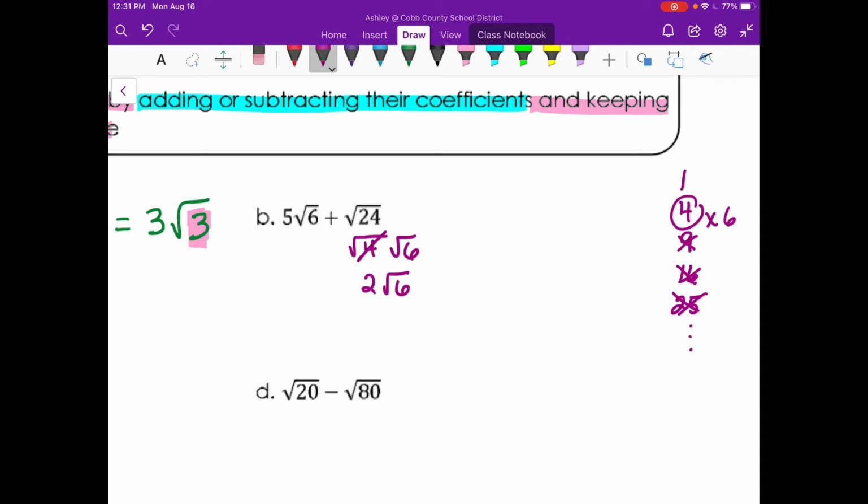Now, our other radical did not need to be simplified because 6 cannot be divided by any of these perfect squares. So we'll just bring down our 5 radical 6, and we're ready to add. Now we have like radicands. They're both a radical 6, so we can add the coefficients, 5 plus 2, to get 7 radical 6.